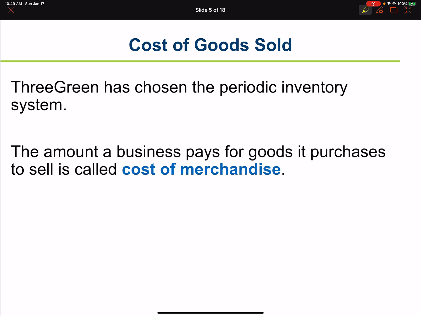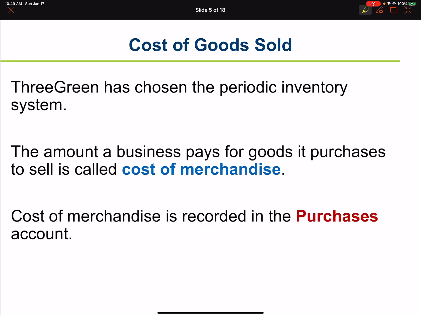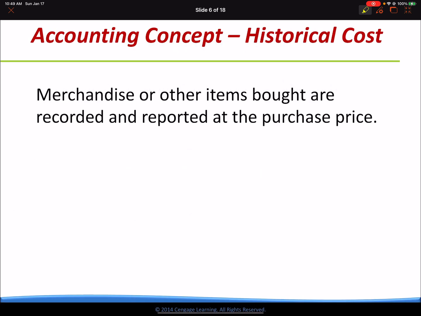The amount a business pays for the goods it purchases to sell is called your cost of merchandise. The cost of merchandise is recorded in the purchases account. Merchandise or other items bought are recorded and reported at the purchase price. And this is called your historical cost. It is an accounting concept. Okay, so merchandise, anytime you bought it, they are bought and recorded at the purchase price.